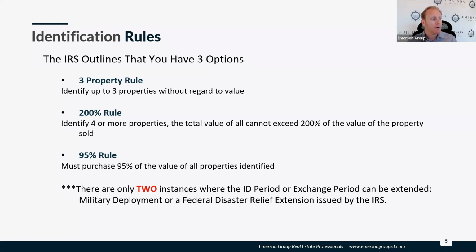However, a typical example is someone who might be selling in San Diego and let's say reinvesting into Texas. Well, in that market, you're typically going to find properties are half the price, if not a third of the price of San Diego. So if I sold a property for $1 million and I only had 3 properties to identify, well, you could see how that would pose a problem.